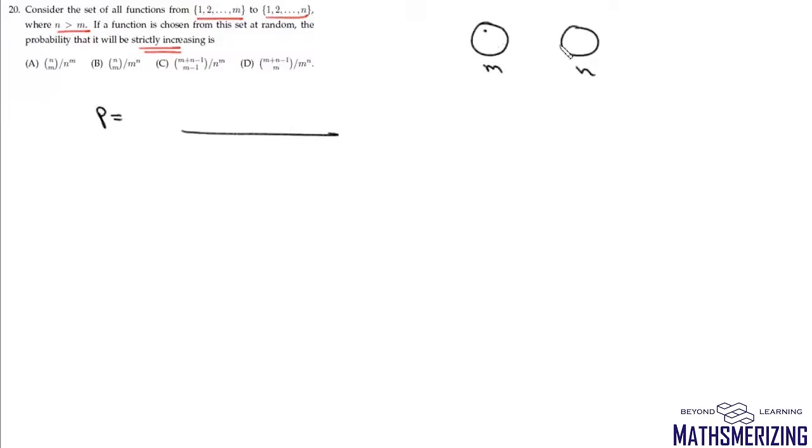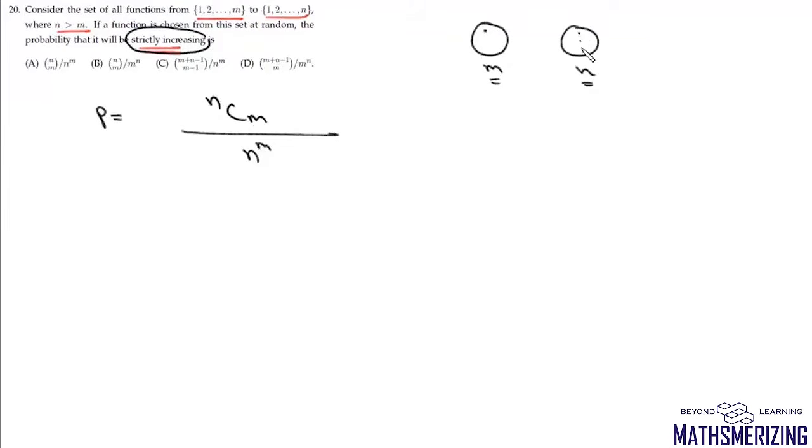Now for each element we have n choices. So it will be n into n into n, m times. So total number of functions will be simply n to the power m. Now in the numerator we'll need to find total number of strictly increasing functions. If it is a strictly increasing function, then that function will be a 1-1 function. So we'll need to choose m elements from this set containing n elements, which can be done in nCm ways.